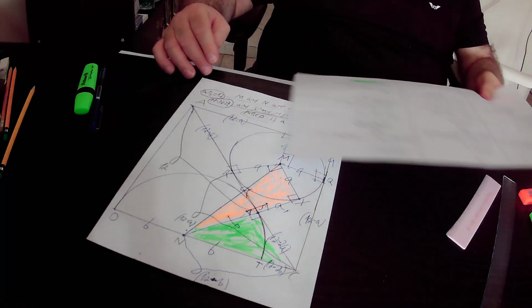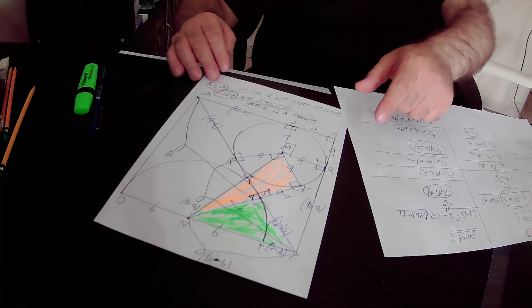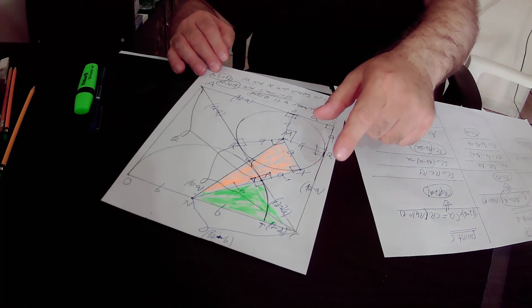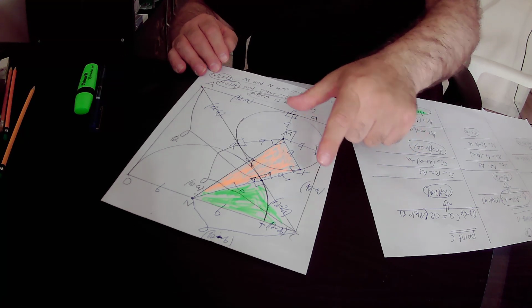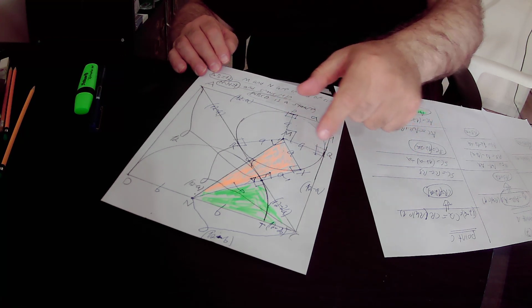Then we found out the value of line segment SC. SC will be equal to RC minus RS.